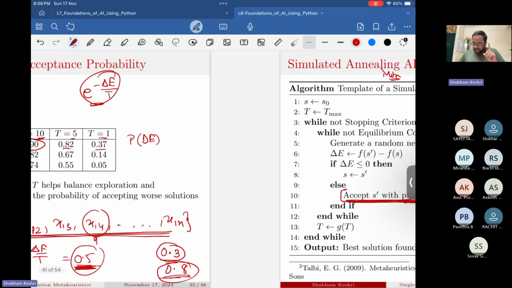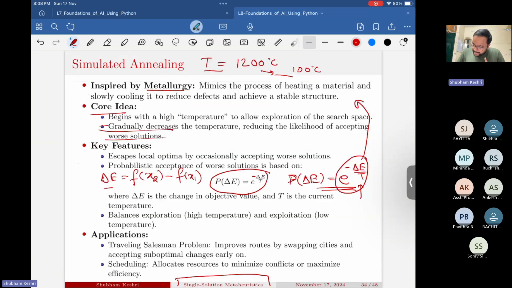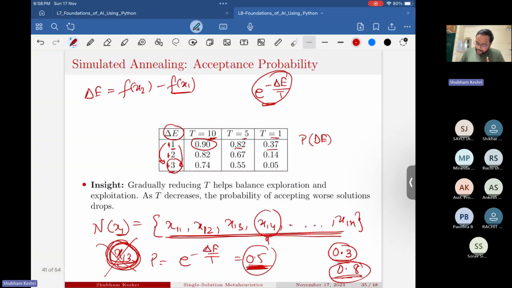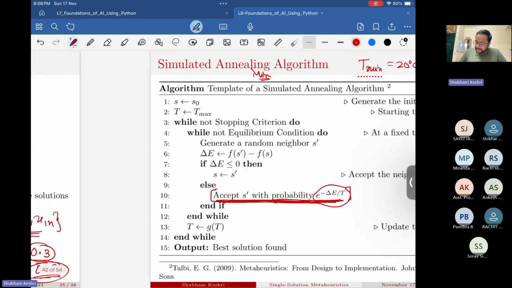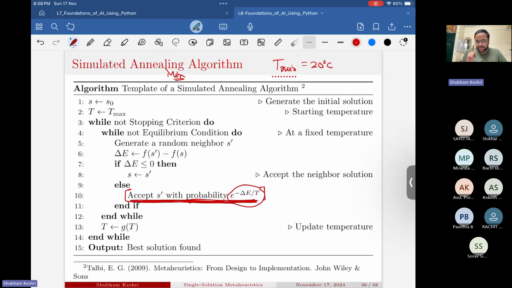Okay, so one error I have over here is it should be e to the power minus delta E by T. I will correct it. And in this table I had given -1, -2, -3, which should have been 1, 2 and 3. But in the algorithm I have written it correctly. So just be cautious. I will correct that in the other slide which I'll upload. I cannot correct it here. So be careful when you read this.